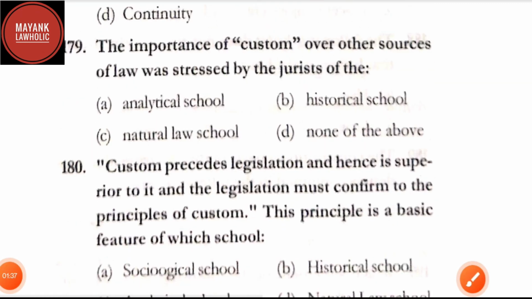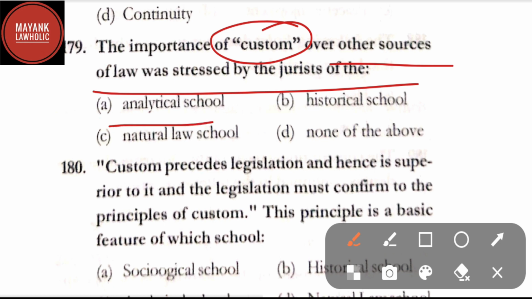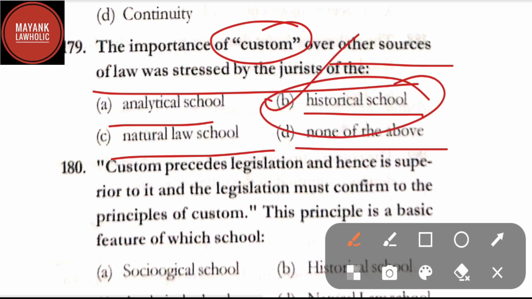Now let us proceed to question number 179. The importance of custom over the other sources of law was stressed by the jurists of the analytical school, historical school, natural law school, none of the above. Here in question number 179, correct answer is option B, that is historical school.